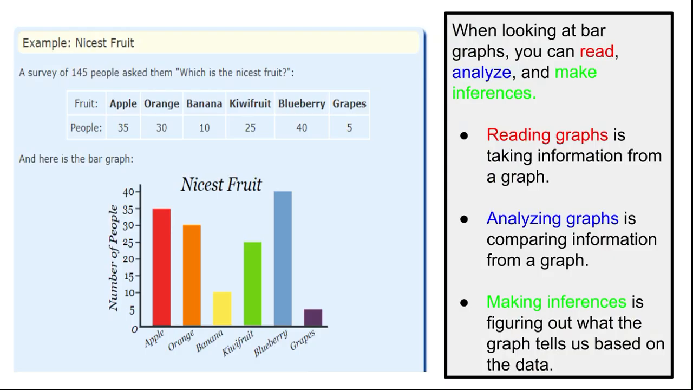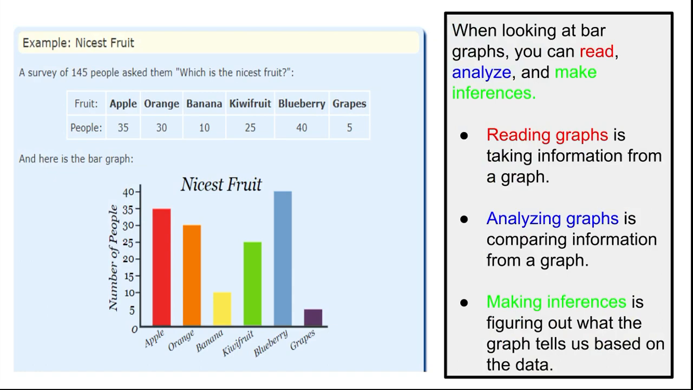Let's look at another example. Here, a survey of 145 people were asked, which is the nicest fruit? This table displays the results. Apple 35, orange 30, banana 10, kiwi 25, blueberry 40, grapes 5. In reading this graph, I can see that this group of people think blueberries are the nicest fruit. Grapes got the fewest number of votes as the nicest fruit.